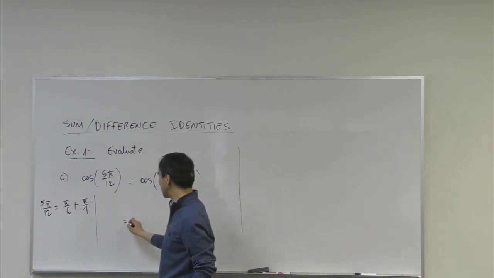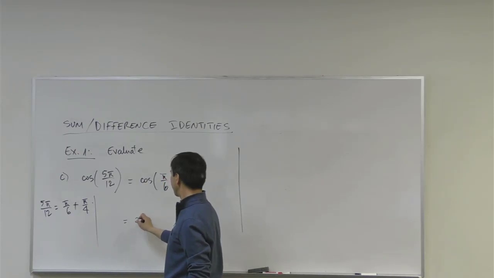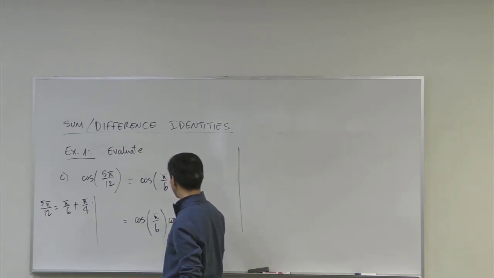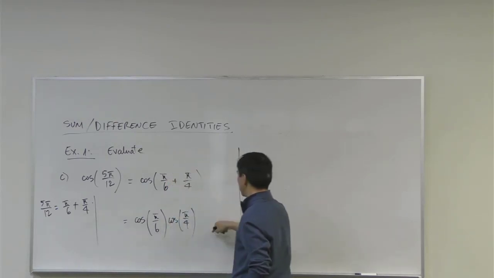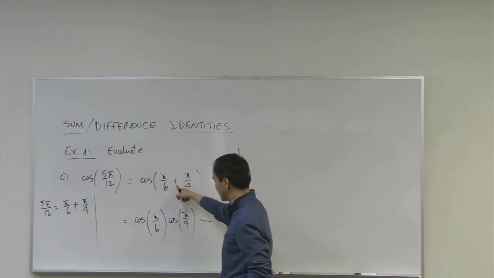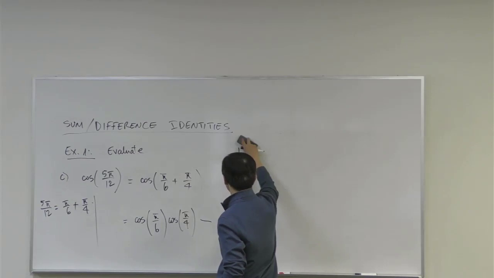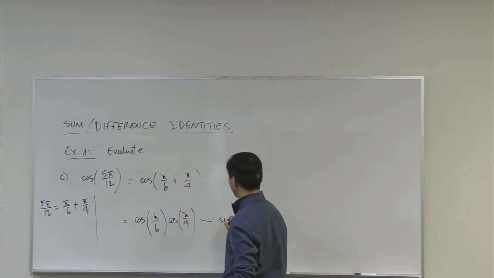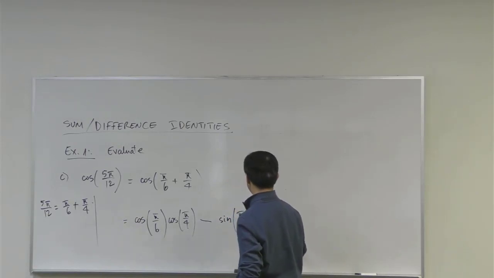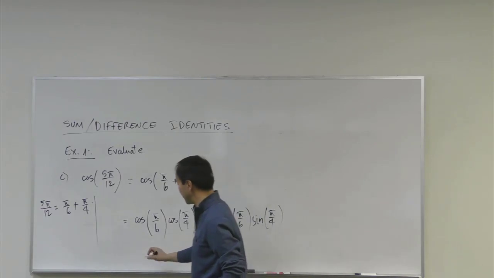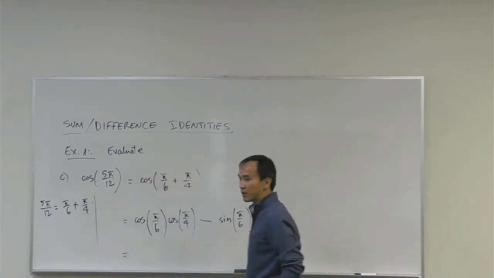And the formula is on the board there again. Cosine of the first angle, pi over 6, multiplied with cosine of pi over 4. We're subtracting. So remember, cosine of a sum, the formula has a subtraction. We're subtracting now sine of pi over 6 multiplied with sine of pi over 4. These are all common angles, and you can find their sine and cosine values around your unit circle.